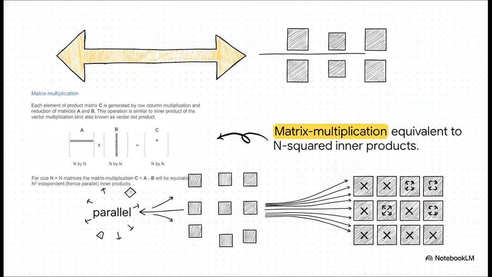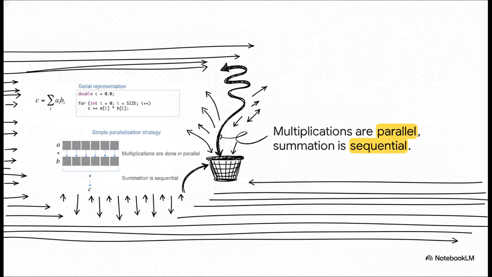Because we're calculating an n by n matrix, that means we have n squared entirely independent inner products to calculate. And whenever you hear the word independent in computing, you should instantly think, okay, this is ripe for parallelism. So, how do we tackle a single inner product? Our initial parallelization strategy is simple, but it works. We farm out the multiplication of each corresponding pair across parallel threads, so they all happen at the exact same time. Then, once those products are calculated, we gather them up and just sequentially sum the results to get our final value.